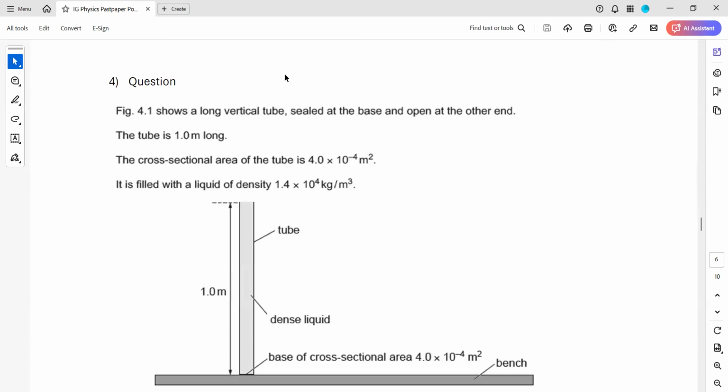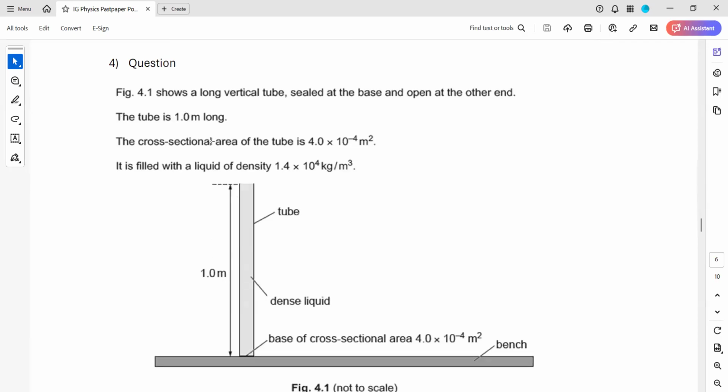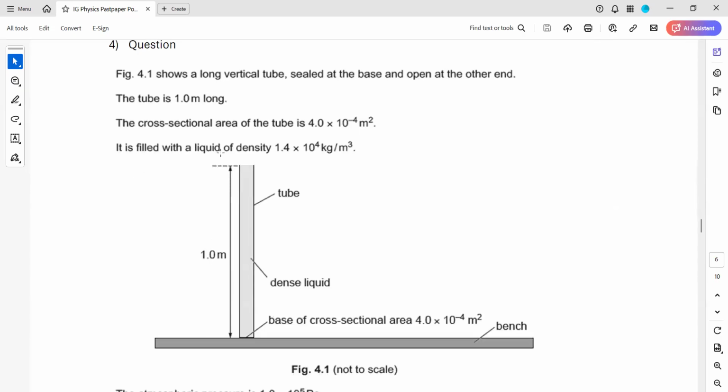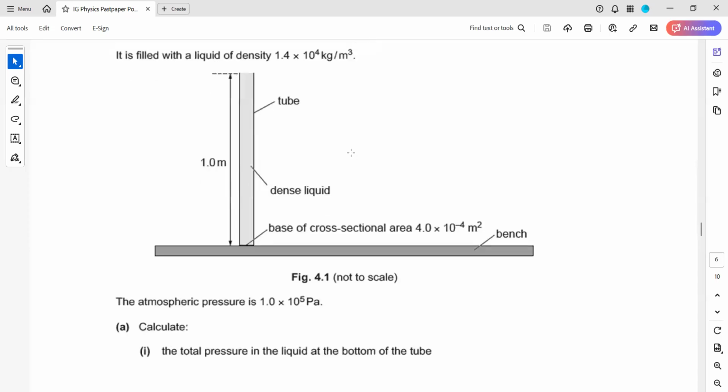Next question, figure 4.1 shows a long vertical tube sealed at the base and open at the other end. The tube is 1 meter long. Cross-sectional area of the tube is 4 × 10^-4. It is filled with a liquid of density 1.4 × 10^4. The atmospheric pressure is 1 × 10^5. Calculate the total pressure. They ask for total.